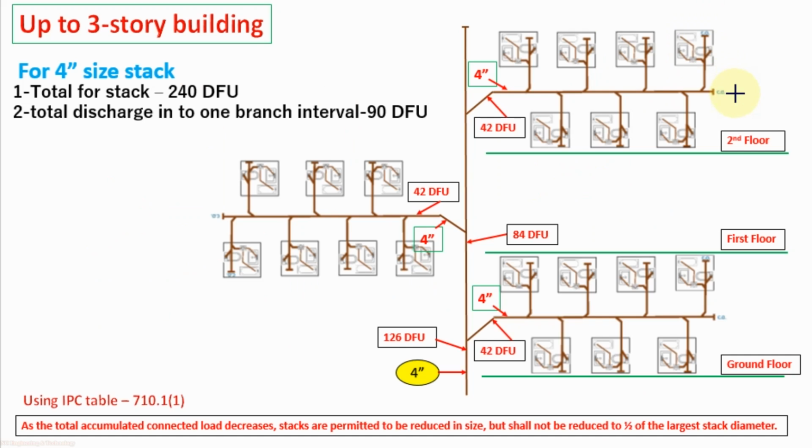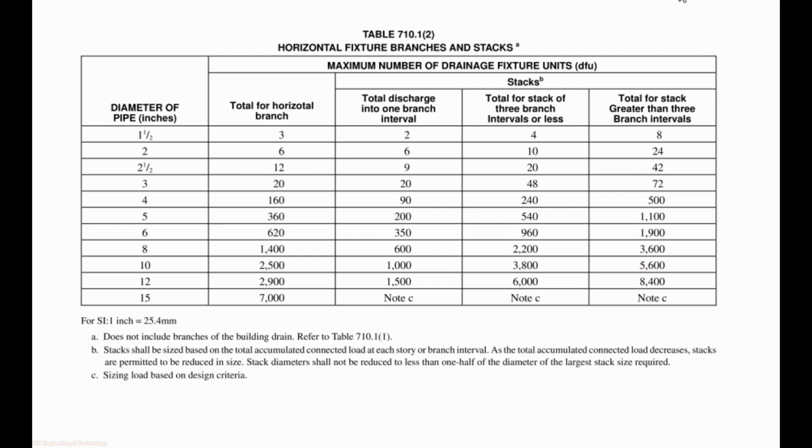Now we will design the stack size for a 3-story building, for which the total drainage fixture unit for one floor is 42 and the main drainage pipe size for a floor is 4 inch and the total drainage fixture unit for the complete building is 126. We will use this table to select the stack size for the building.